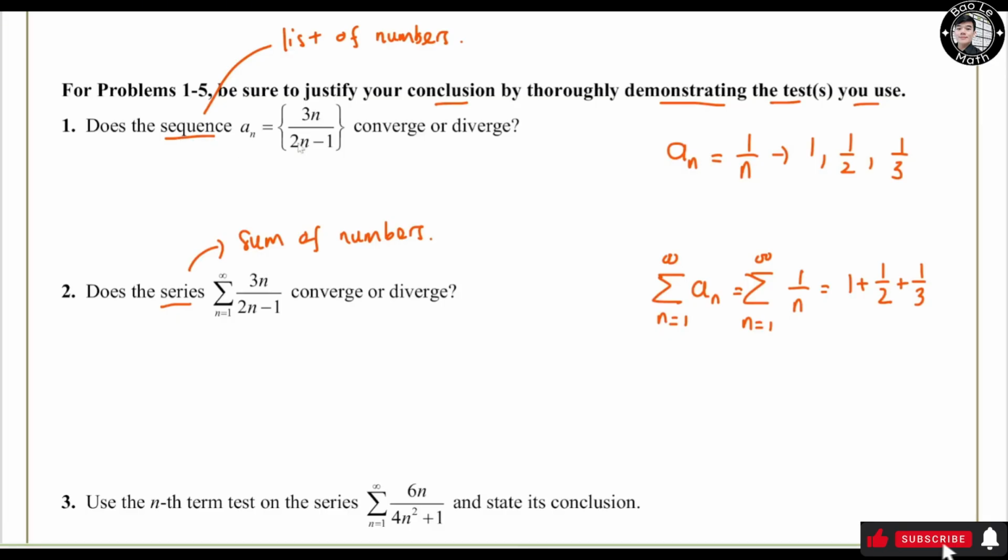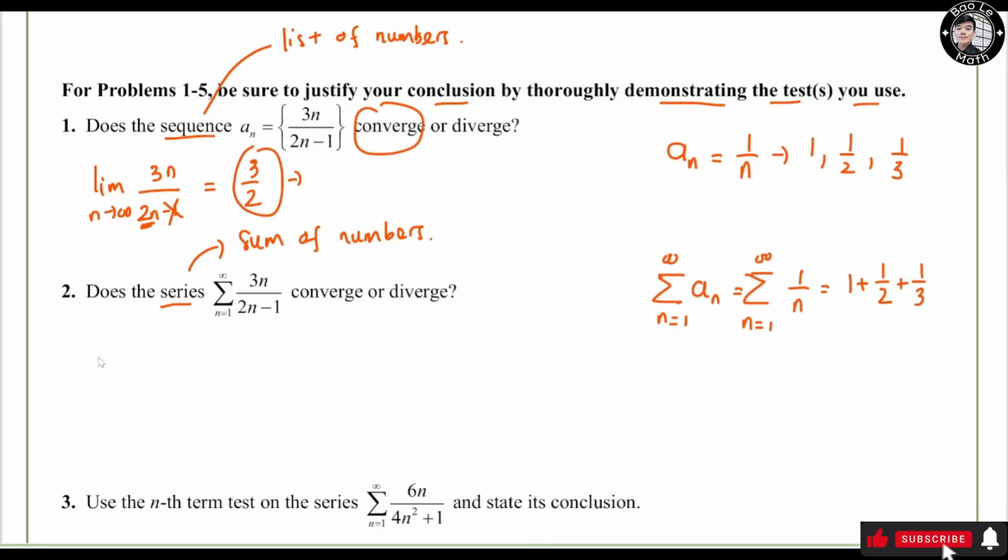Now we go back over here. Does the sequence a sub n converge or diverge? We find the limit of 3n over 2n minus 1 when n approaches infinity. We use relative growth rates, so we can ignore the minus 1, because when n approaches infinity, 2n grows faster than 1. The n's cancel out and it's 3 over 2, or 1.5. So we can say this sequence converges.